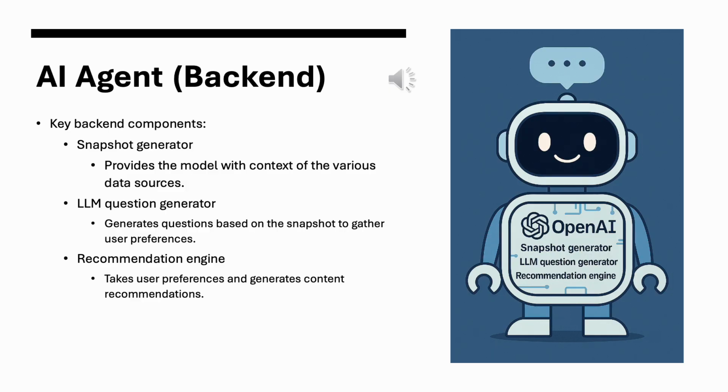The next component is the LLM question generator. This uses the snapshot to provide context-based questions to collect the user preferences. These preferences are then fed into the final component, the recommendation engine. The recommendation engine takes the user preferences and generates content recommendations. Yash will now tell you more about this engine later in this presentation.